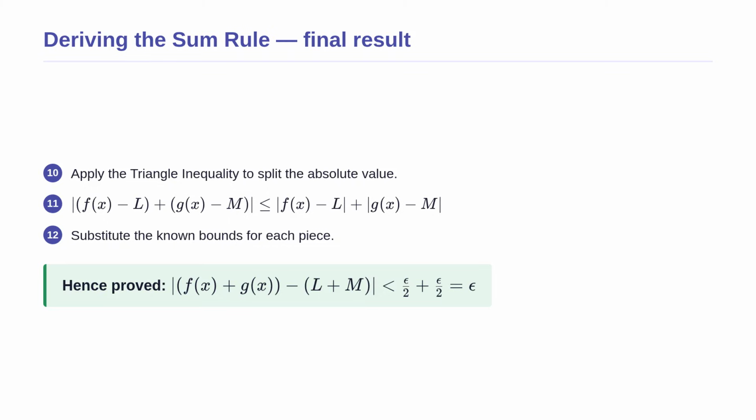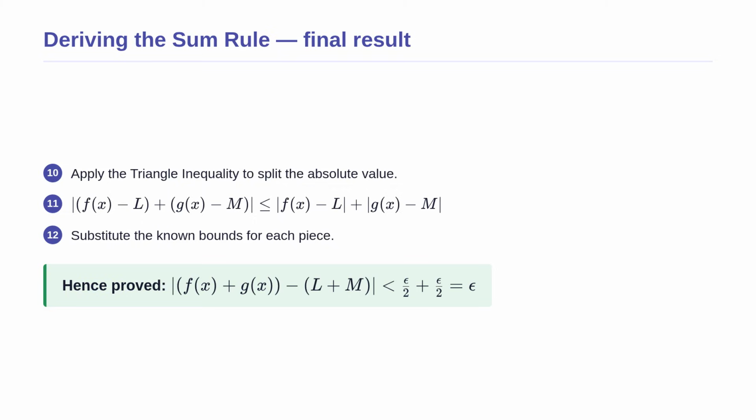This algebraic rearrangement does not change the value at all, but it sets us up to use a powerful mathematical tool called the triangle inequality. This fundamental rule states that the absolute value of a sum is always less than or equal to the sum of the absolute values. By applying this rule, we split our combined error into two separate manageable pieces that we already know how to control.